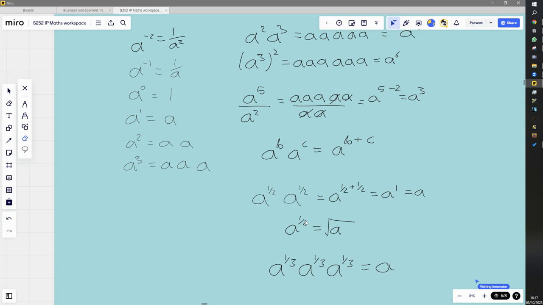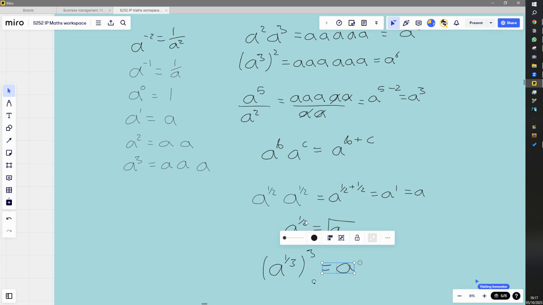And we can see here that that would be the same as saying a to the power of a third, all cubed. And so therefore, to rearrange it, I just need to cube root both sides because that'll cancel out the cube. And therefore, we can see that a to the power of a third means the cube root of a. All right, so let me just pause for a moment.